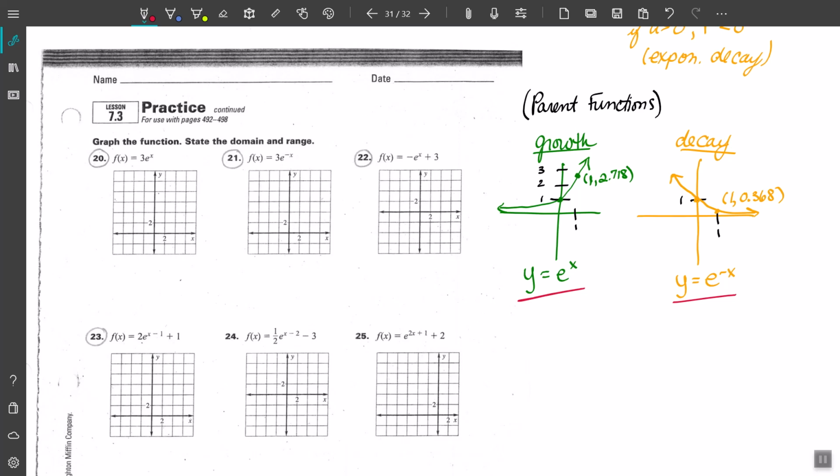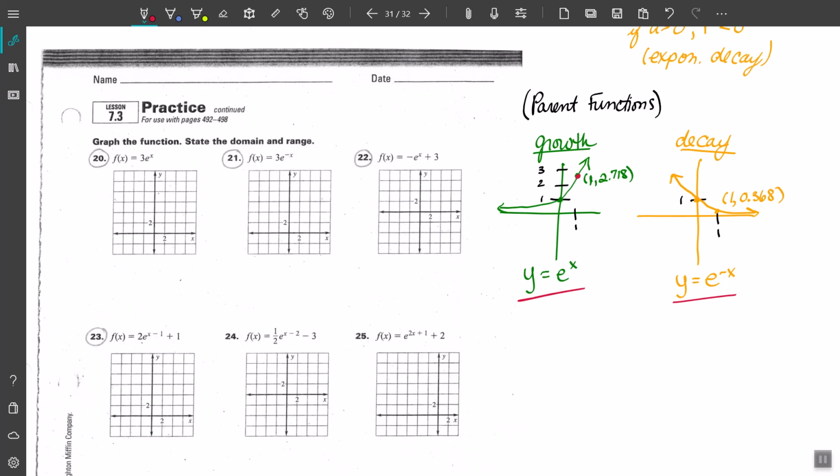The interesting thing, if you look at the growth function, I want to point this out to you. It's running through 1, 1. I'm sorry, 0, 1. So is the decay function, 0, 1. So sometimes our parent functions run through the origin. In this case, it's going to run through 0, 1. If it is a growth function, this point up here that I graphed in is 1, 2.718. So this is 1. I really could have written in 1, e. This is Euler's number right here. All right, so that's just something that I wanted to point out to you. You don't see that in the decay function, but you do see that in the growth function.